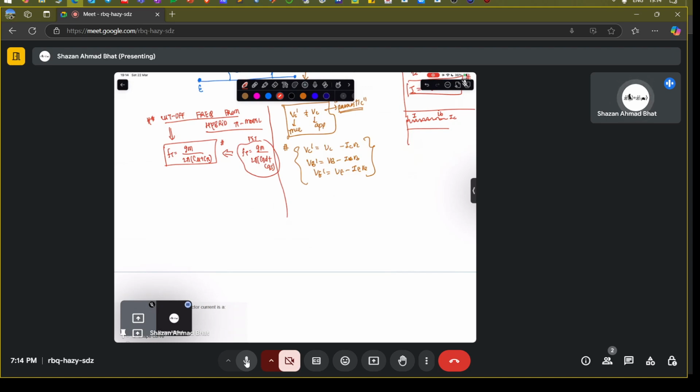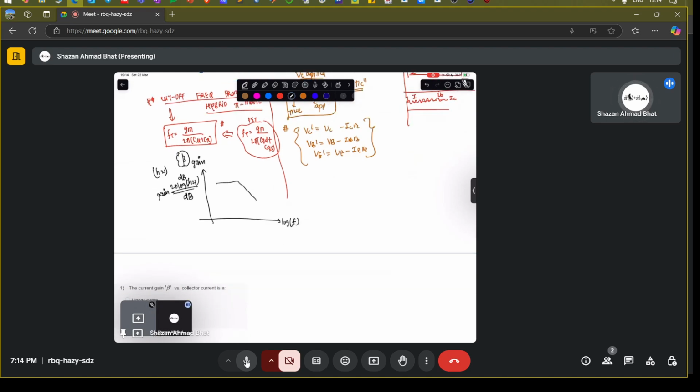Now, there are a few things about the beta, which is basically the gain. If we talk about the gain, we write it on a decibel scale. People write it as something called H21, which is an H parameter. Let's write it as 20 log of H21. This is the gain in a decibel scale, so the y-axis is in decibels, and this is the log of frequency. You see there will be a curve like this, and this particular slope is 20 dB per decade.